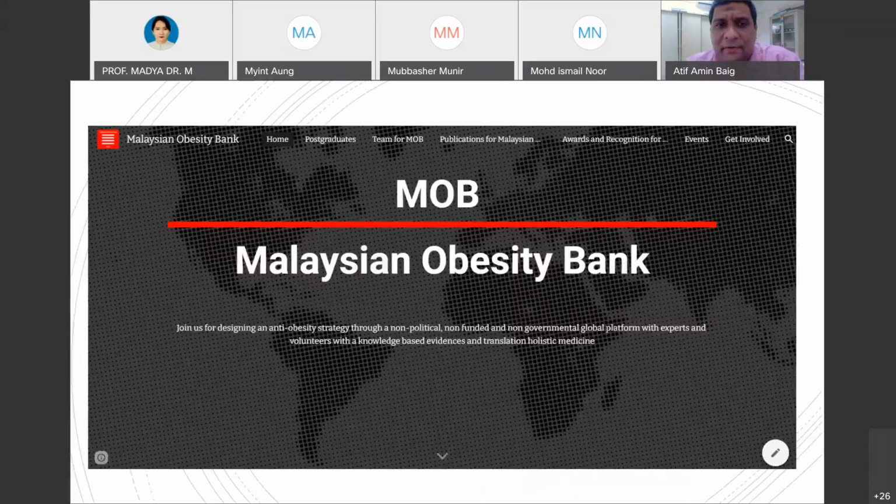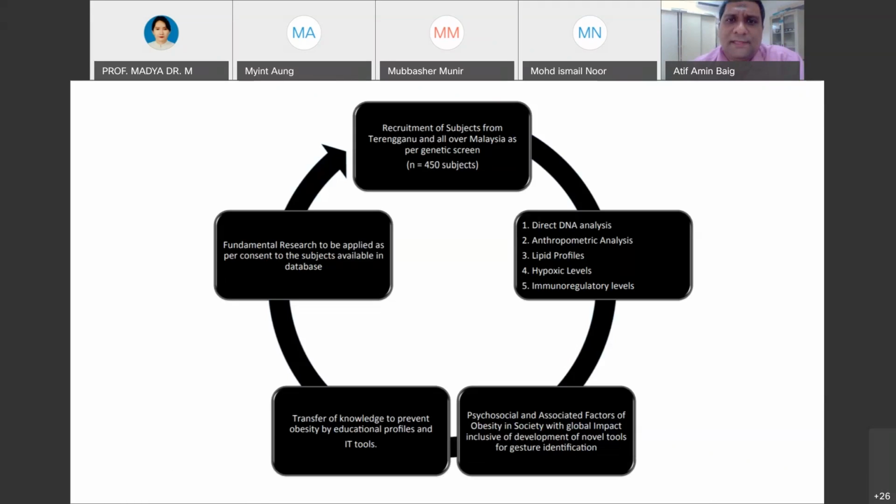Okay, now this is our Malaysian Obesity Bank. The website will be inshallah available very soon. So what we are doing basically, whatever I've explained to you, we just go through for every sample, every person, and we go for the personalized level, and then we discuss with them how to handle them. So this is our entire scope, what we are looking into. This is one of the previous slides. Now we have more than 1,800 subjects here.